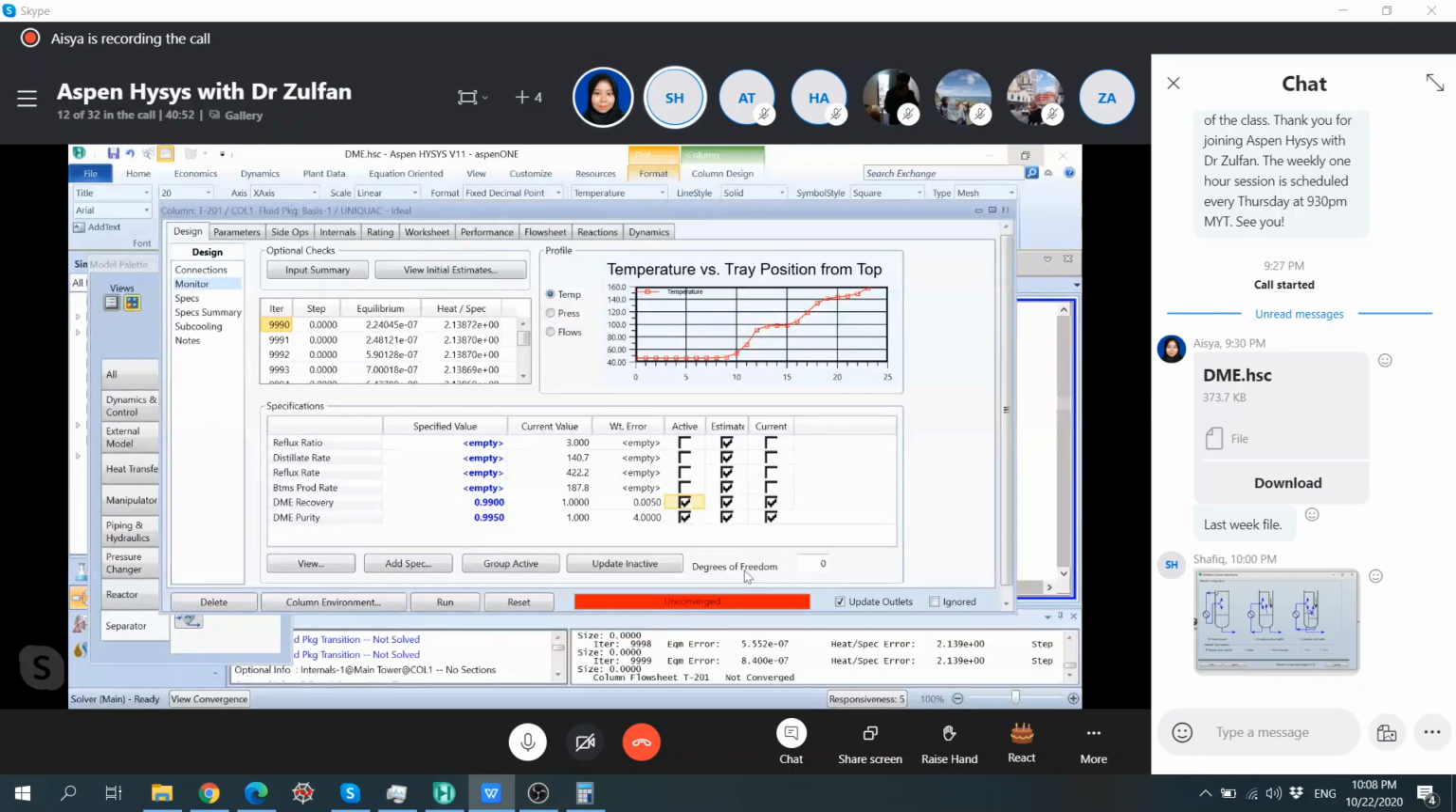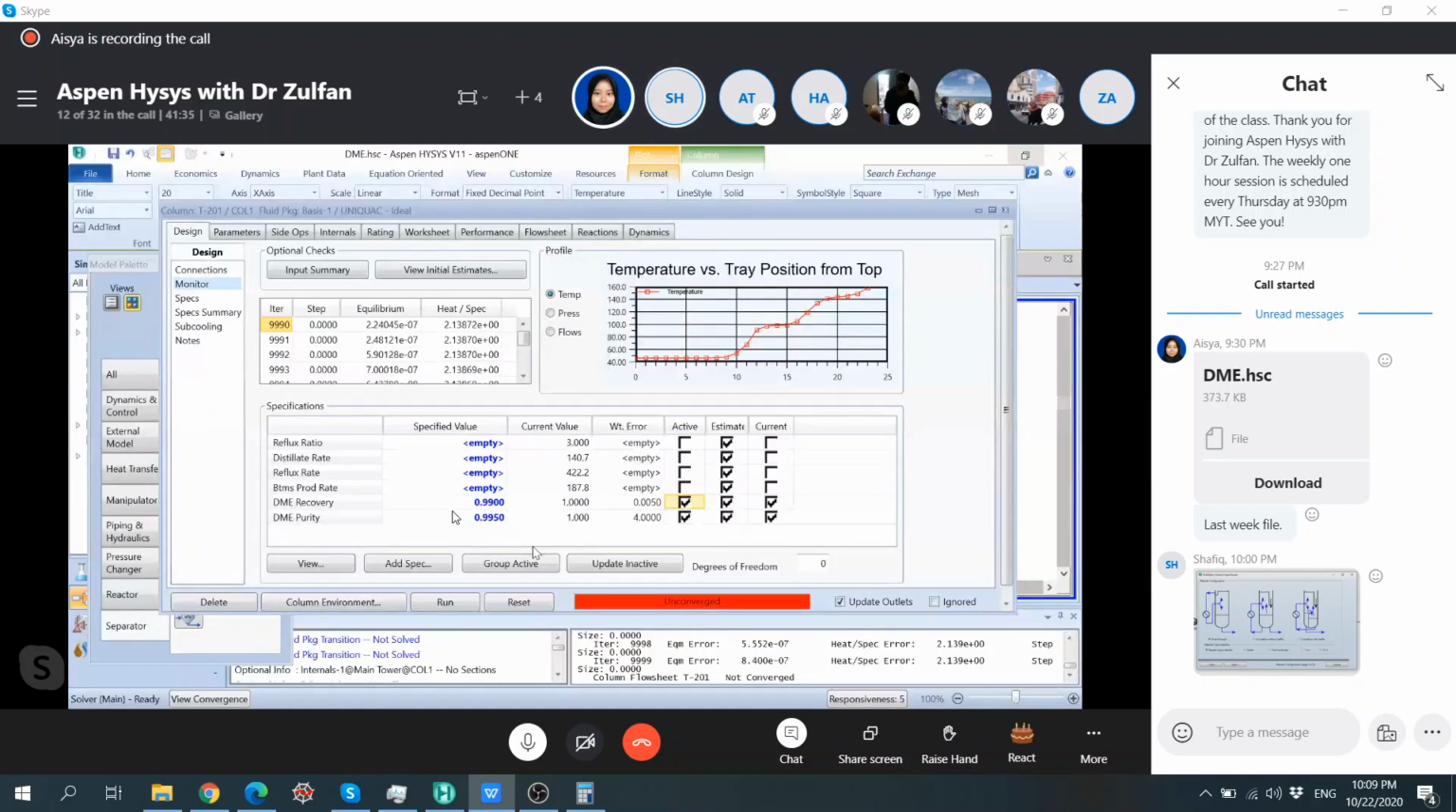So in this case, 99.9, and then DME purity, and you can see the reflux ratio is 3, and the distillate rate is 140.7 kilomole per hour. But we would like the distillate rate of stream 10 to be 129.7. That's what we would like to have. Yeah. And then we don't know what the reflux ratio is. Okay. So this is what I typically do in the beginning.